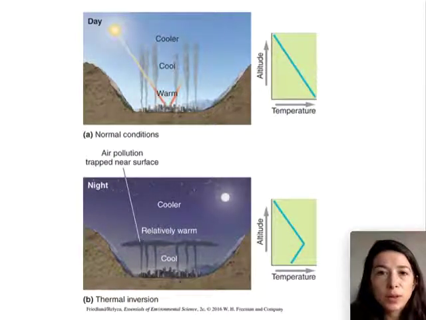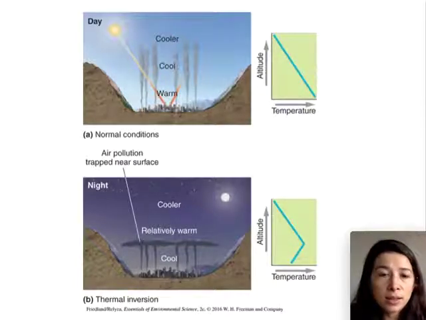Here is a graphical representation of that. During the day, this valley is relatively warm, and warm air rises. So the air that contains all of those smog-creating chemicals goes up with the warm air, and it's taken away by wind, hopefully, and leaves the area.